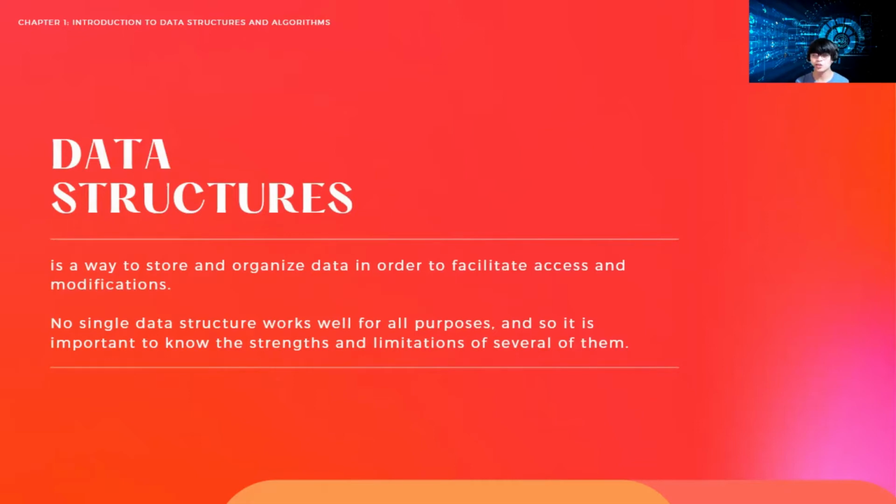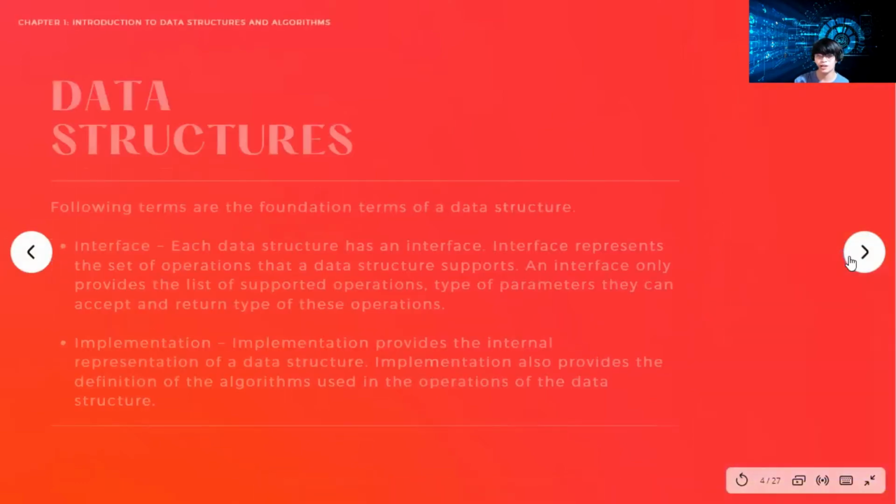No single data structure works well for all purposes, and so it is important to know the strengths and limitations of several of them. Of course, in the next chapters, when we have a lot of examples later on, you will understand more about why data structures are important, and why it is always data structures and algorithm, why they go together. So much for that. I hope you understand what a data structure is all about.